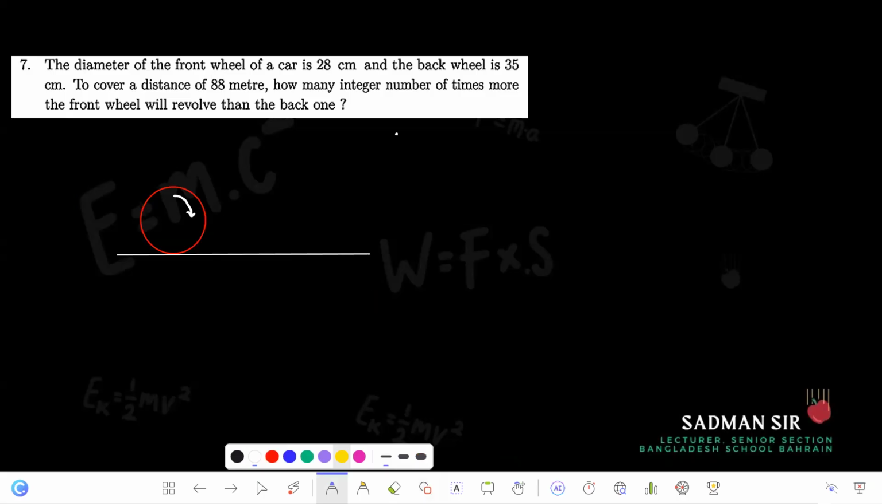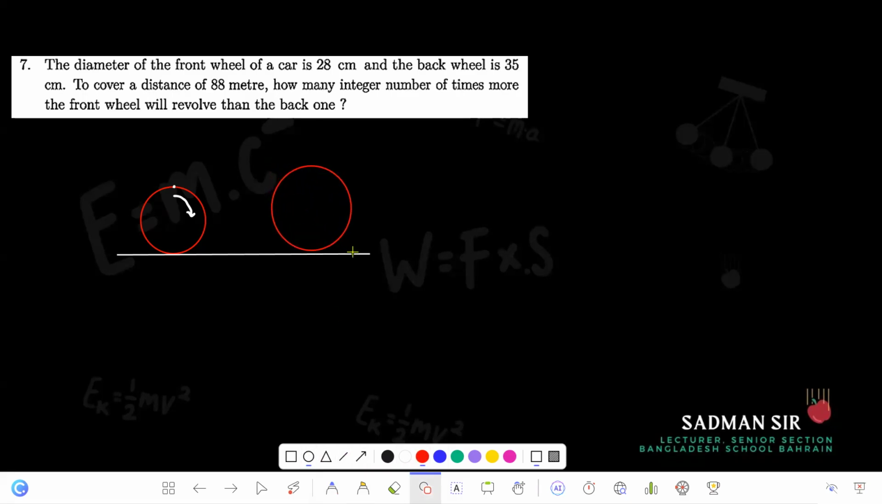Now, while it is completing one complete rotation, one complete revolution, it will move forward by what distance? It will move forward a distance which is equal to its circumference. If the circumference is small, then to complete one revolution, it will cover a very small distance. But now let us say there is a bigger wheel.